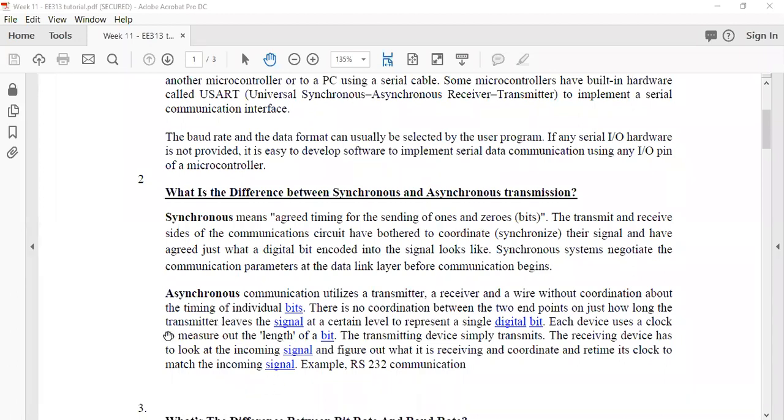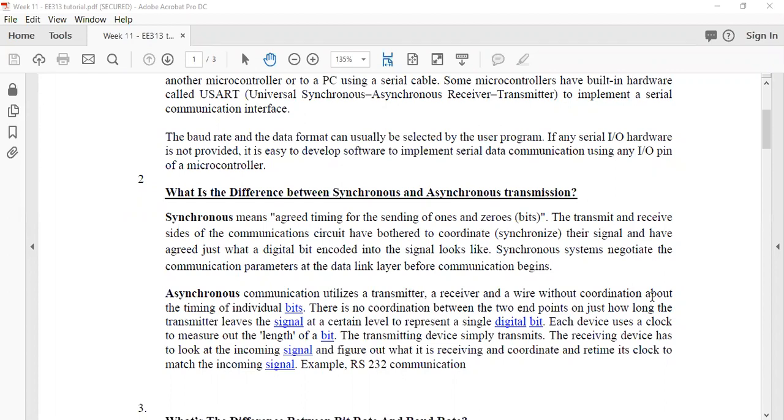While asynchronous is basically when both the sides are working at different frequencies, or both the sides are not having the same clock, right? When they are transmitting the data from one end to the other, right? So basically, that is the same definition given over here. It is basically the opposite of synchronous. Communication utilizes a transmitter and a receiver and a wire without coordination about the timing of individual bits. There is no coordination between two endpoints on just how long the transmitter leaves the signal at a certain level to represent a single digital bit, right?